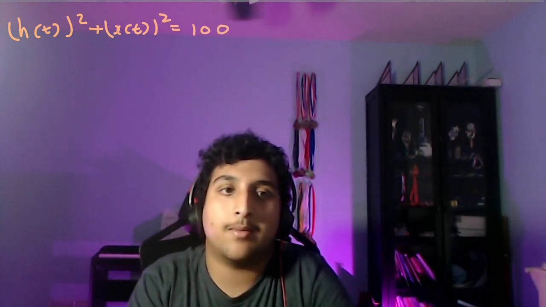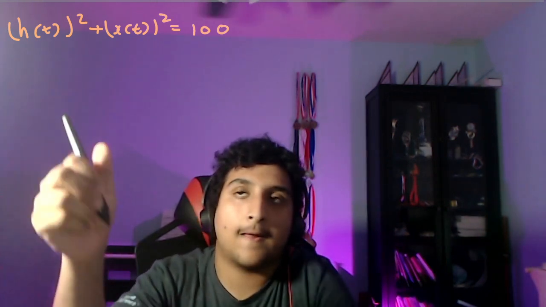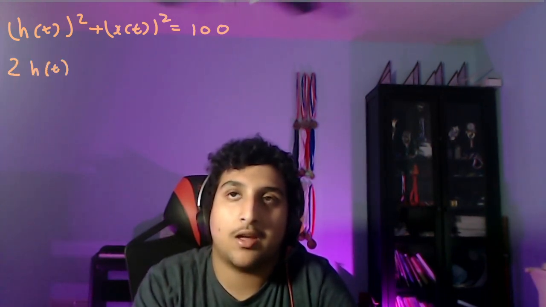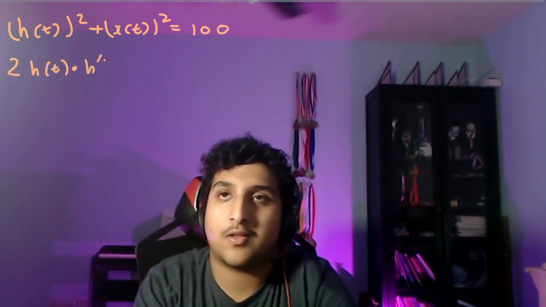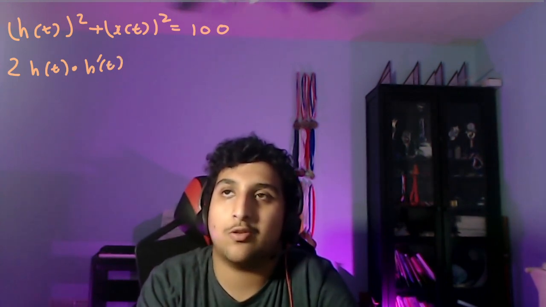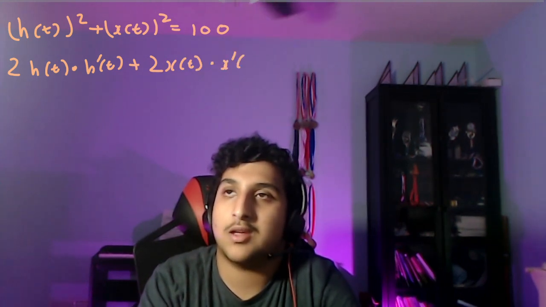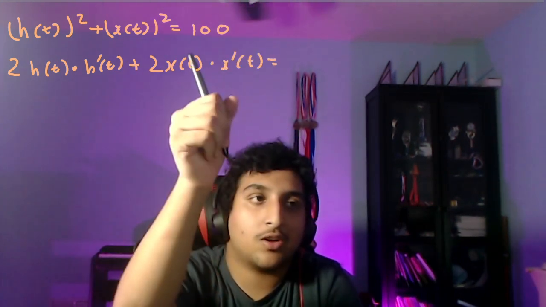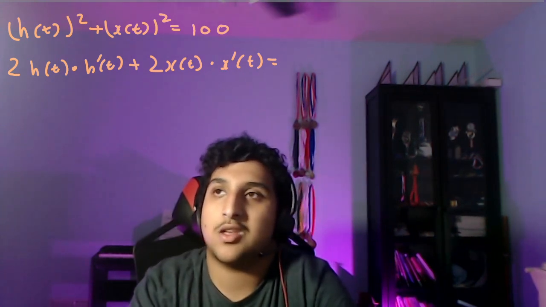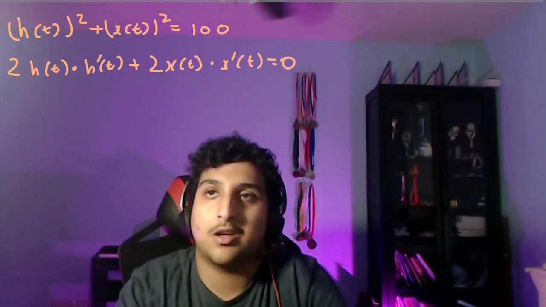Now, what if we were to implicitly differentiate with respect to t? This is just going to be 2 times h of t times h prime of t. This is basically the chain rule. Plus 2 times x of t times x prime of t. And then since 100 is just a constant here, you can just make this 0. No problems there.